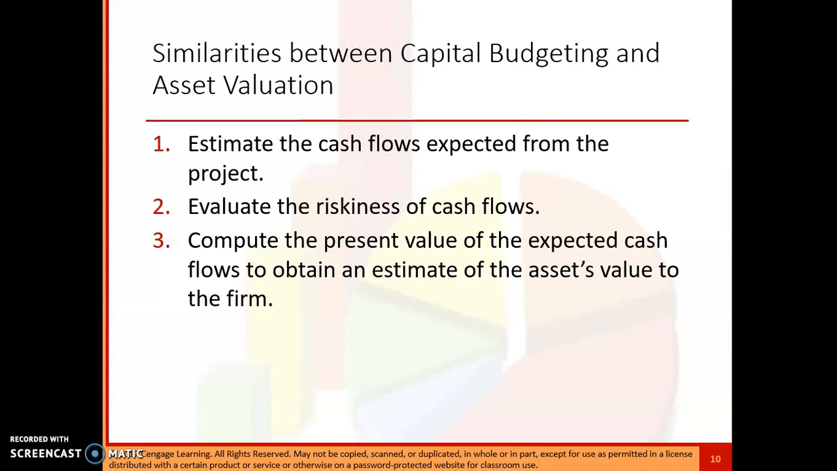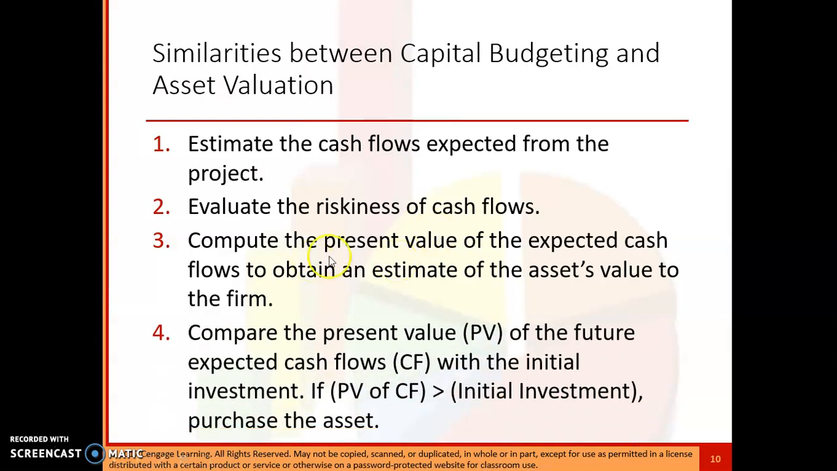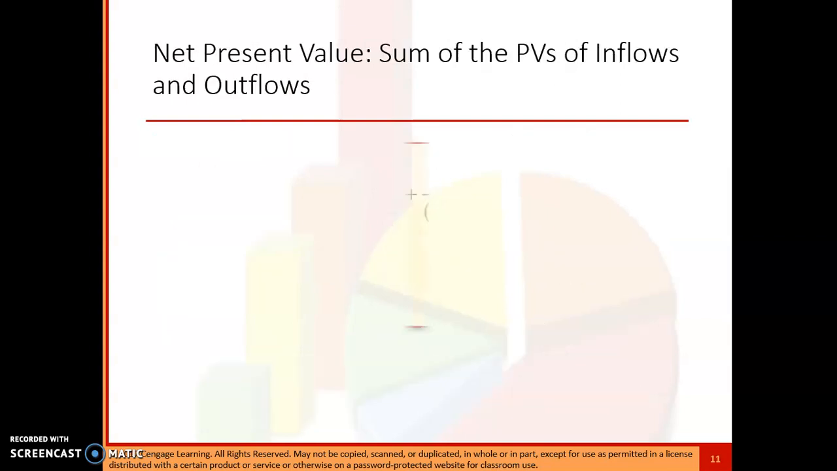With a stock, those cash flows are unknown. With a bond, they're certain, but we're still discounting what either we think or know those cash flows are going to be. Then we compare the present value of future expected cash flows with the initial investment. If the present value of the cash flow is greater than the initial investment, we'll purchase the asset. Same with a stock or bond. If we think that there's value there, if the value is greater than the initial investment, we'll invest.